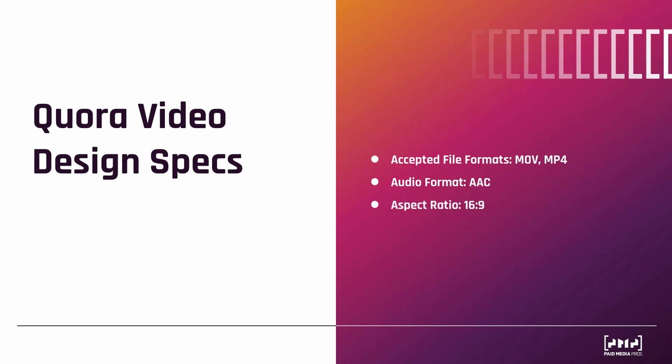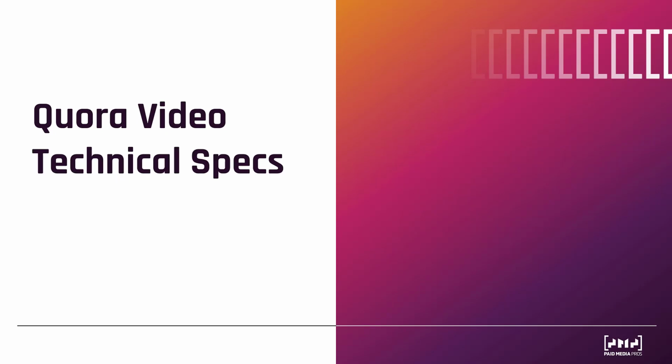Aspect ratio needs to be 16:9. Resolution should be 1280 by 720 pixels. And while captions are recommended, they're not a requirement. Now for the technical specs, your video length cannot be shorter than 6 seconds, but also cannot be longer than 30 seconds. Save your longer demo style videos for YouTube.